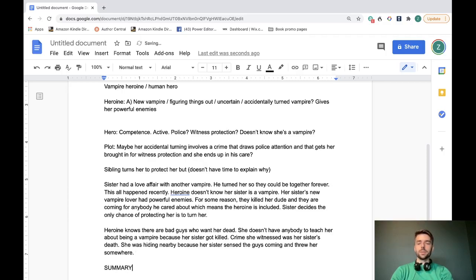Summary. So I've rambled in my plot section here. Basically, I think I want to think of it like... I'll start with her side of it. She witnesses a crime that gets her put in witness protection.